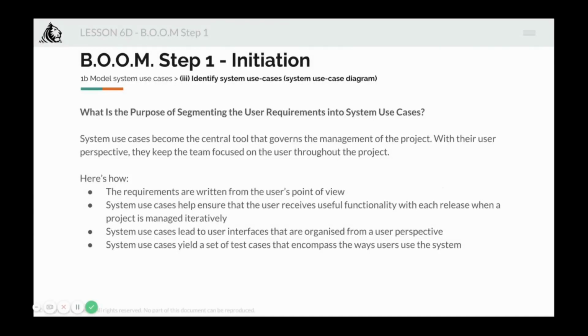Most people have had experience with systems that require the user to bounce around screens or a site just to get one unit of work done. This happens because the developers have organized the user interface from their own point of view. When the interface is organized around system use cases, each option presented to the user represents a complete activity from the user's perspective. And lastly, system use cases yield a set of test cases that encompass the ways users use the system. Because a system use case describes the way that an interaction plays out, it is very close to being a test script. And the way the text is typically organized as separate flows makes it easy to identify test scenarios.